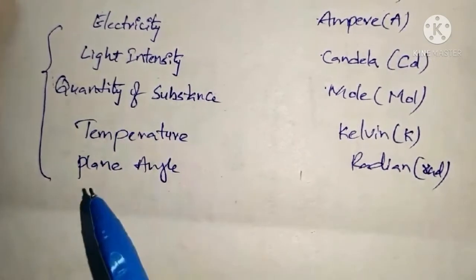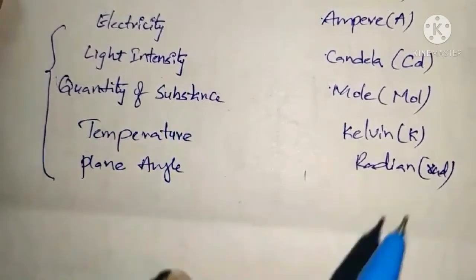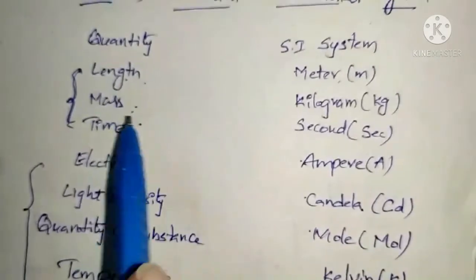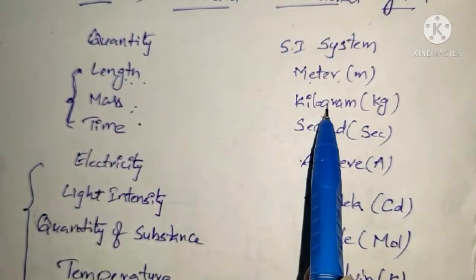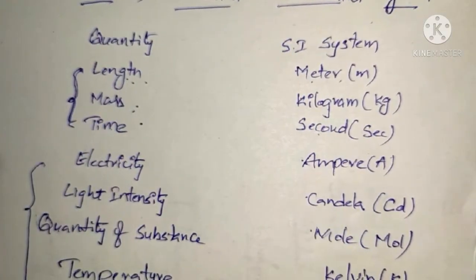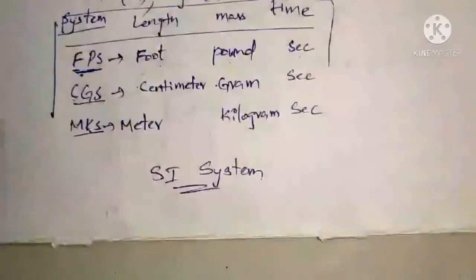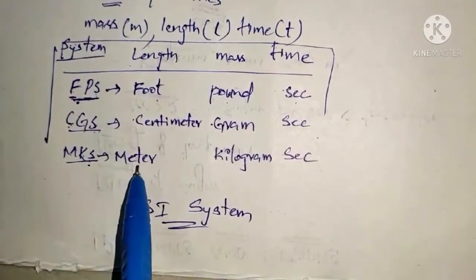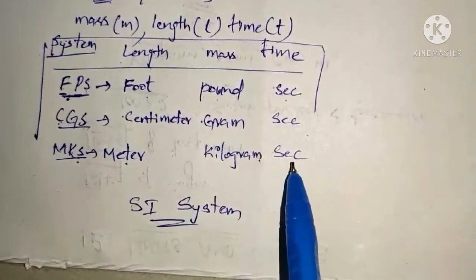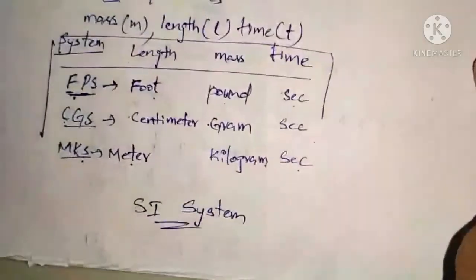But what similarity have you noticed between MKS and SI? In SI, length is in meter, mass is in kilogram, time is in second. In the MKS system also, length is in meter, mass is in kilogram, and time is in second. So almost the same: the SI unit and the MKS unit are the same. Next we will discuss the derived units.